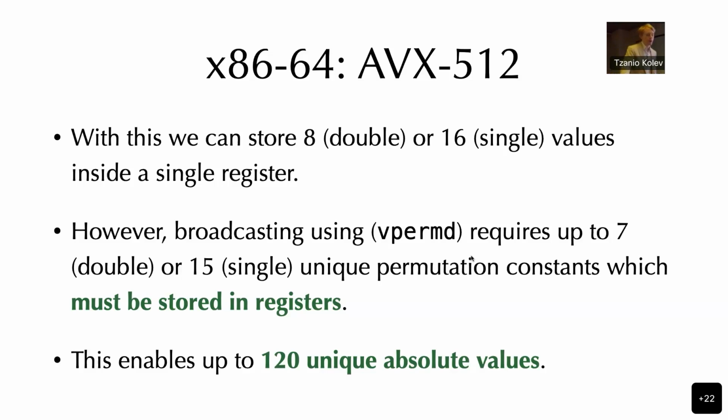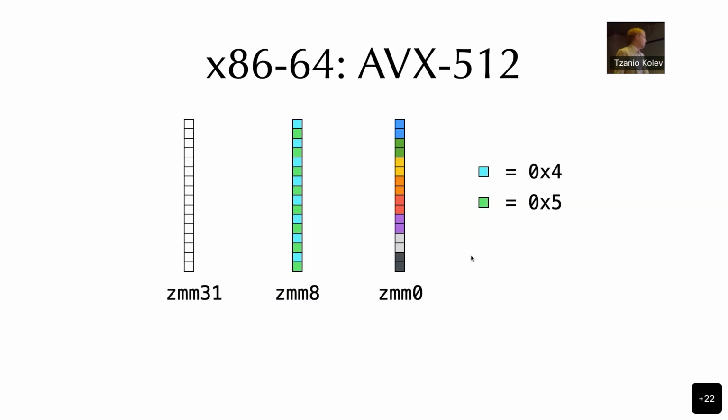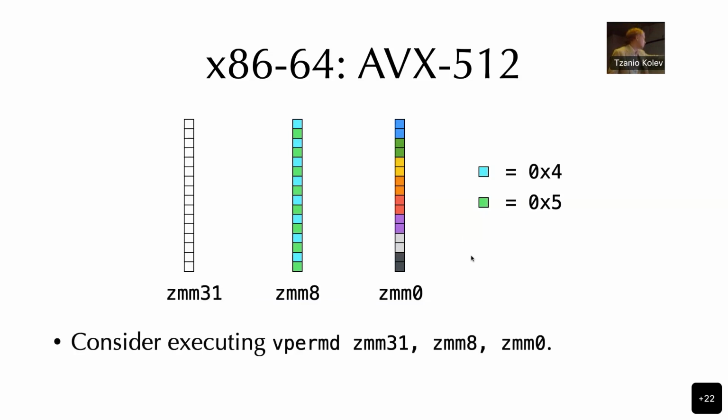To explain how the permutations work, let's say we have a register here. It's going to be double precision. It has 8 constants. Then I'm going to define another register, and it's going to be filled with this repeating pattern: 4, 5, 4, 5, 4, 5, 4, 5, 4, 5. Then we have an empty register, and I'm going to execute this permutation instruction.